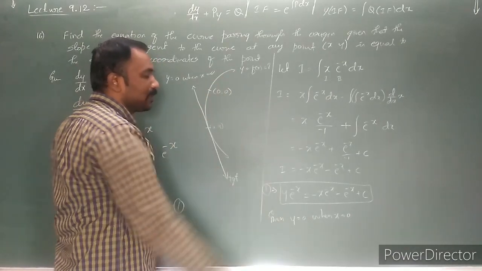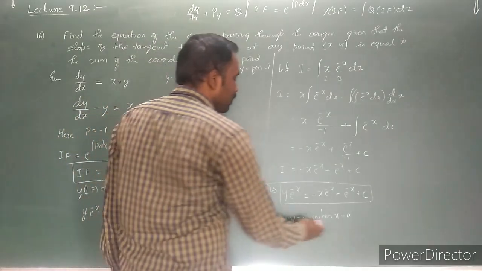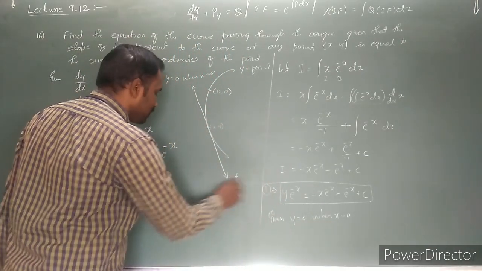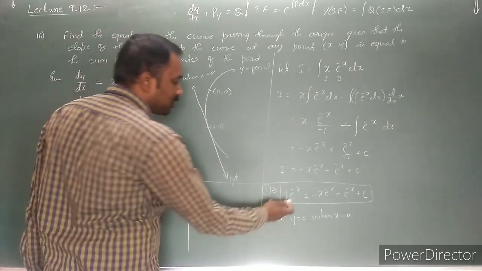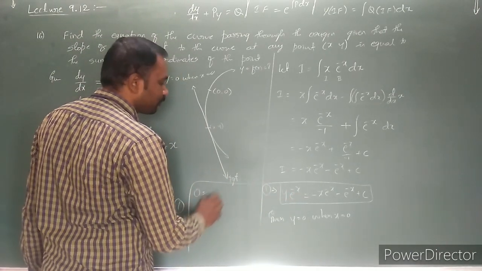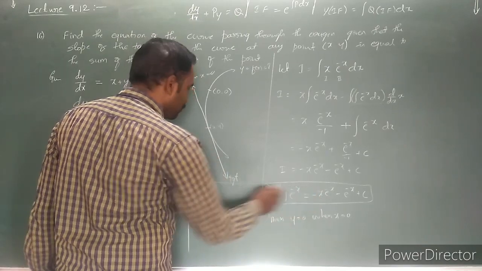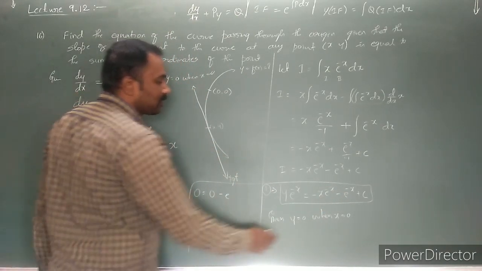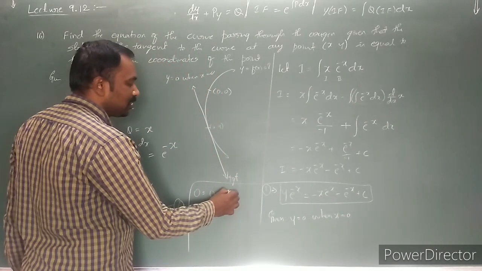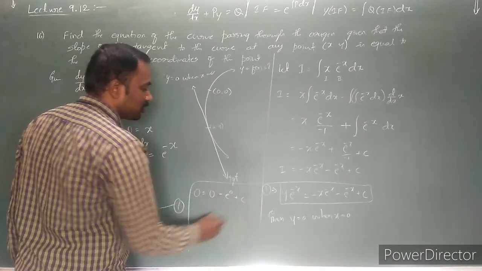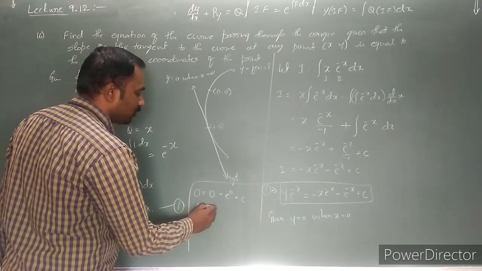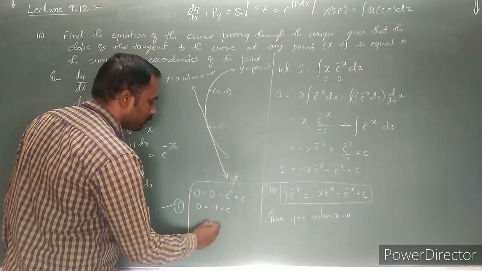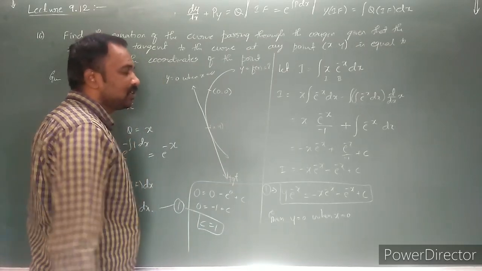The general point should satisfy all the points on the curve. If you replace x and y both with 0, what will we get? I just write here: y is 0, the left hand side value is 0, is equal to minus x, which is 0, and e power x value 0. e power 0 is how much? e power 0 is 1. So here 0 is equal to minus, as it is, e power 0 which is 1, plus c. c is equal to plus 1.